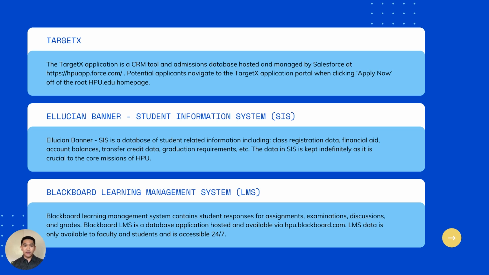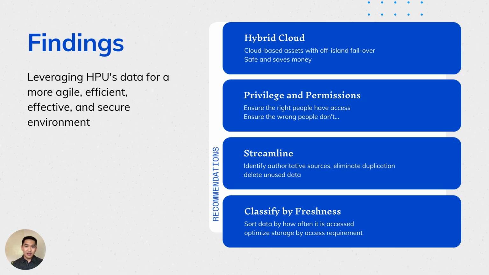In addition to reviewing data assets, we examined the current 2020 to 2023 HPU IT strategic plan. The 3-year plan proposes changes to several assets as part of the overall HPU IT cloud strategy. Following the in-depth review, we developed recommendations based on our findings. With these findings in mind, we would like to propose the following recommendations.